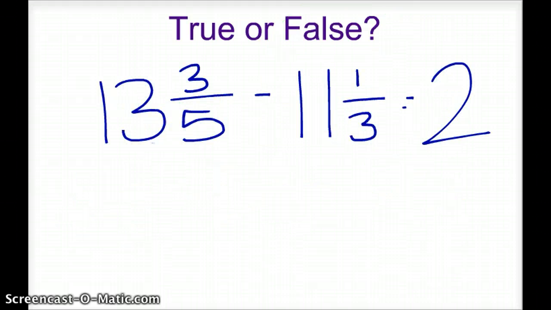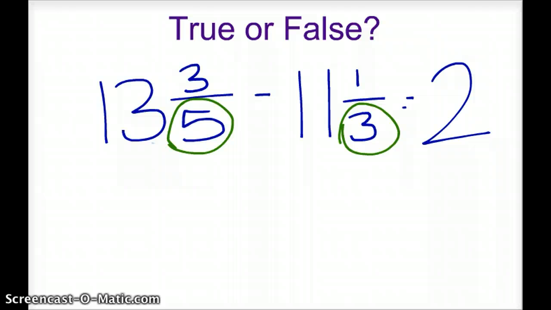True or false? 13 3/5 minus 11 1/3 equals 2. Go ahead and pause and solve this problem. Reminder, this is subtraction. Our denominators need to be the same. They're not. You can use the same song to multiply the bottom and top by the opposite denominator, and that will tell you how to get these to be the same denominators. Leave your whole number the same. We're going to start with 3.